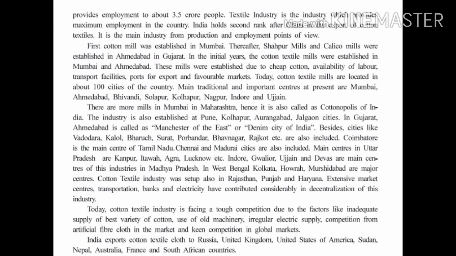Initially, most of the mills were established in Maharashtra and Gujarat because these are the areas where we have huge production of cotton. Moreover, laborers, skilled laborers, electricity, banks, water for export, humid climate and good transport infrastructure are available. Today, cotton textile mills are found in about 100 cities of the country. Most of the mills today are concentrated in Maharashtra, Gujarat, Tamil Nadu, West Bengal, Uttar Pradesh and Madhya Pradesh. Maximum mills in Maharashtra are located in Mumbai, so it is also called Cottonopolis.